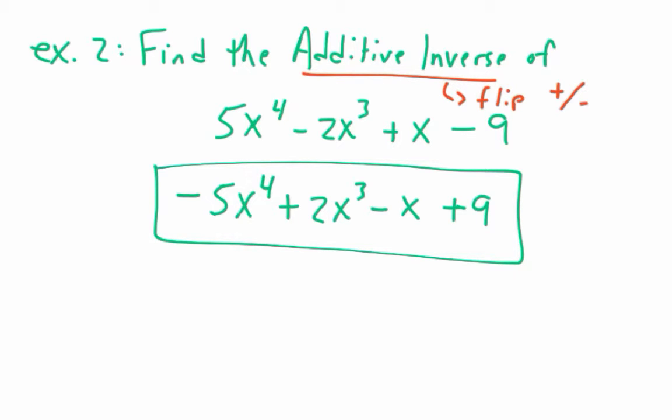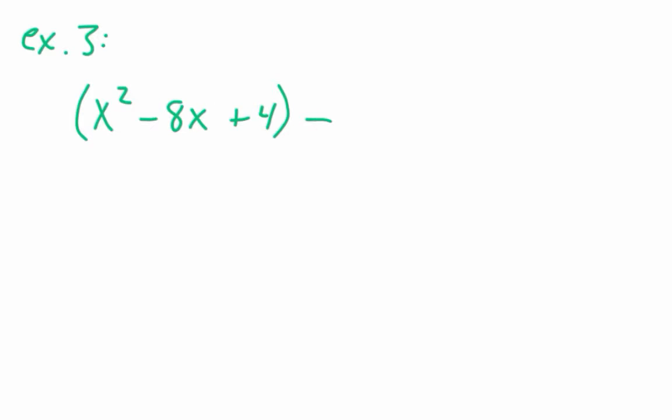Example 3. We okay to jump to the third example? Example 3 is going to be really kind of the same thing as the one before. So example 3, I'm going to have, well, we'll say x squared minus 8x plus 4. So that's my first polynomial. And I want to subtract, in parentheses, 3x to the third plus 9x squared minus 5x minus 2.